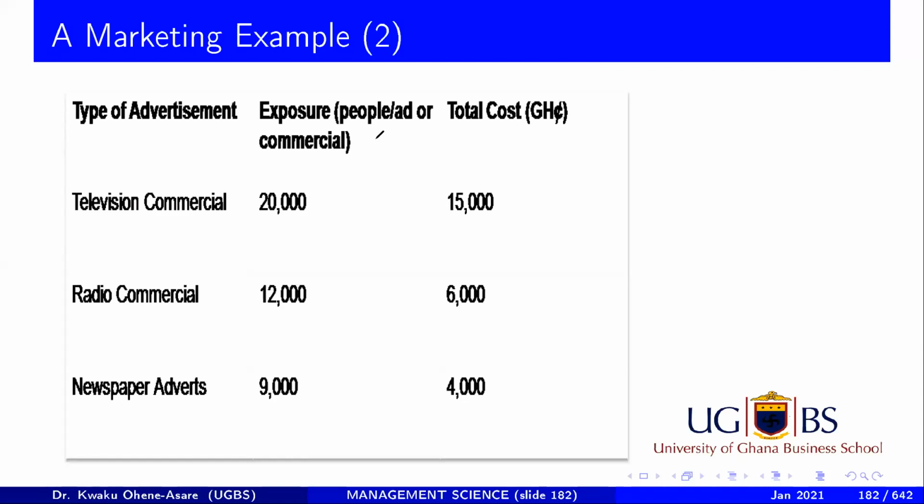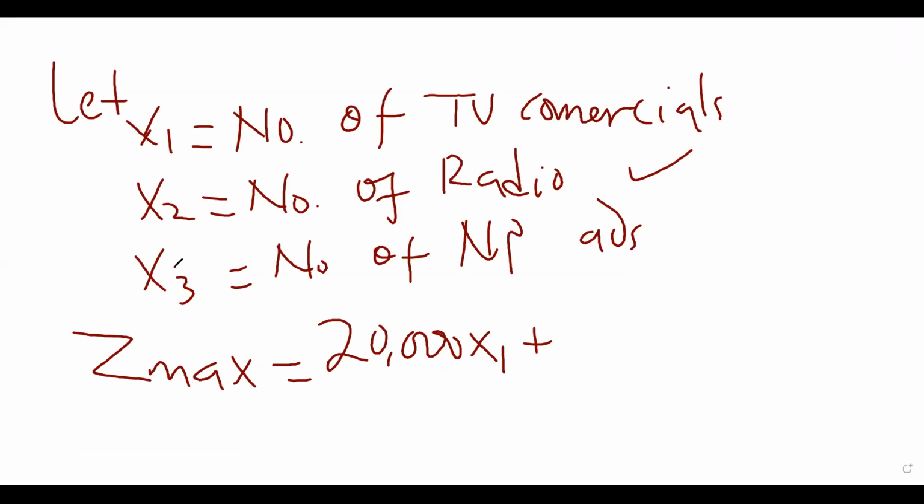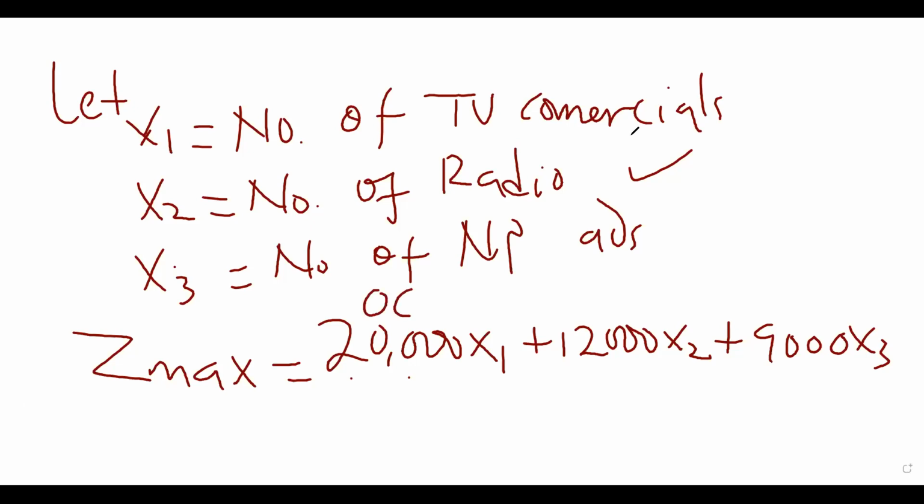So how do we write the objective function? It's going to be Z max equal to 20,000 x1 plus the next one was 12,000 x2, which is for the radio, and the next one was 9,000 x3, which is the newspaper ad. So this becomes our objective function. What I mean by the coefficients are the numbers. The numbers attached to each x are the coefficients, and the x's are the decision variables. We always multiply the coefficient times the decision variable. Each coefficient is always multiplying a decision variable. It's important to know because those are the linear programming terminologies.